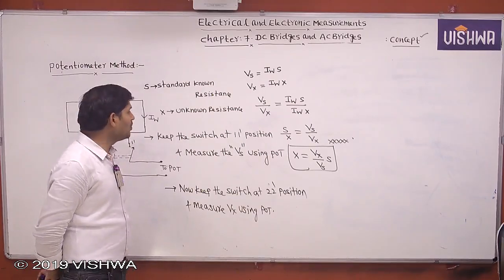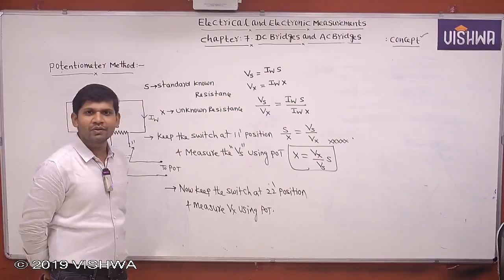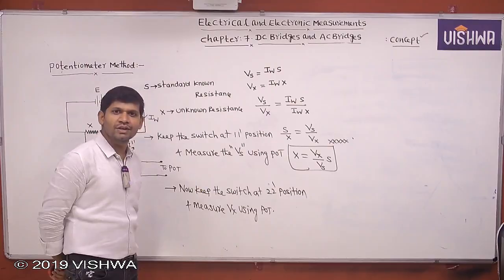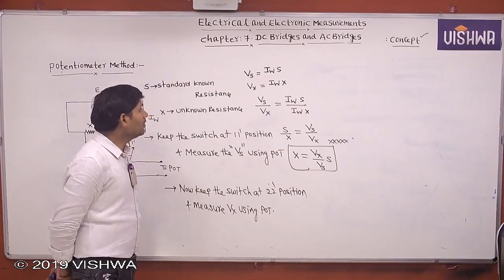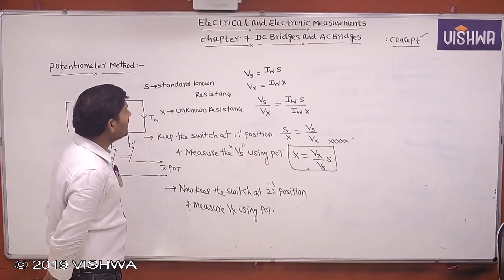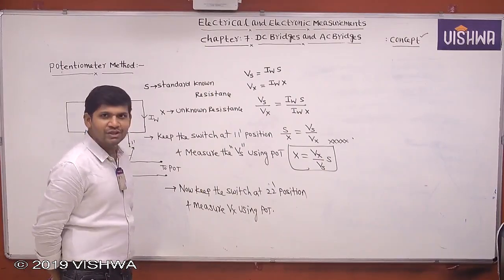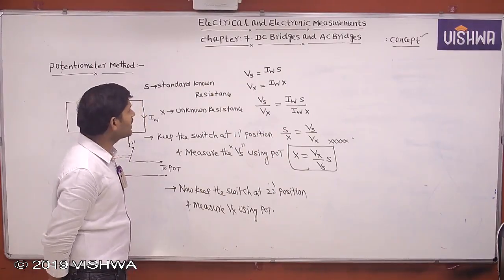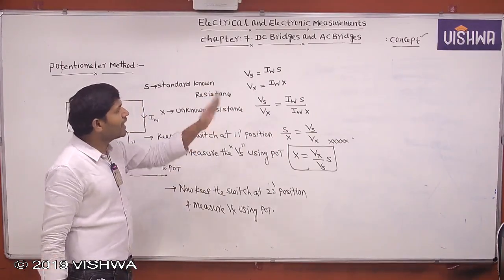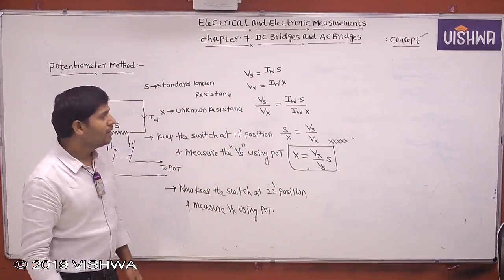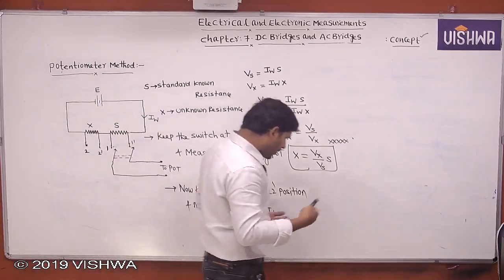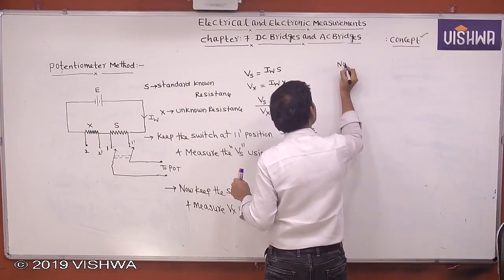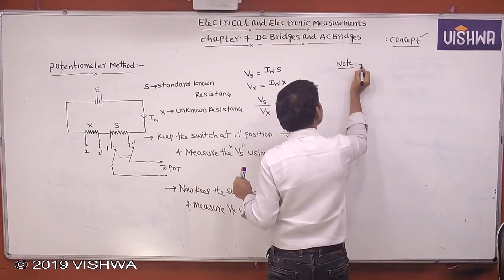From a competitive point of view, whatever the theory concepts, formulas and analysis I have given, if you concentrate on those points, you can answer any question. Now, in chapter 7 in DC bridges, before starting the AC bridges, I want to solve some classroom workbook questions. After completing them, I will start the AC bridges. Before going to the next session, concentrate on this note. With this, except the classroom workbook, the DC bridges concepts are completed.